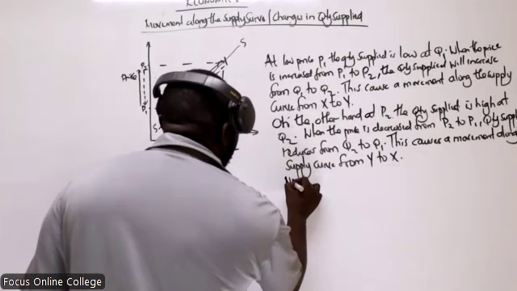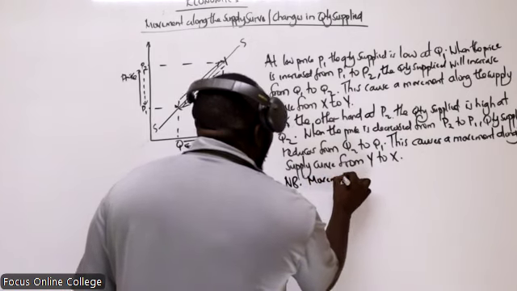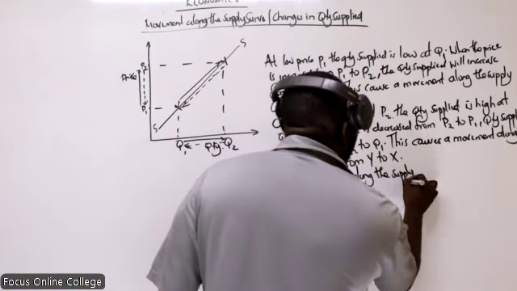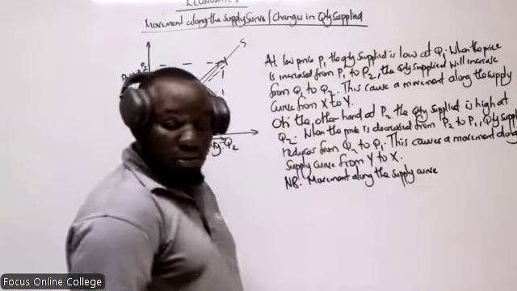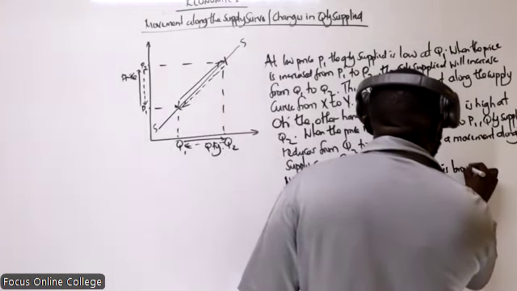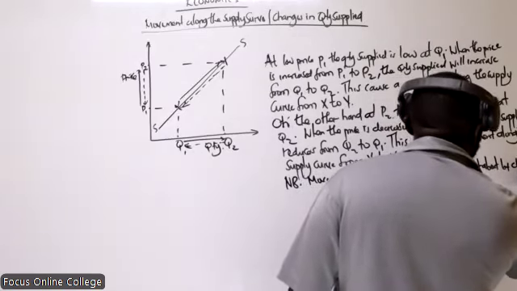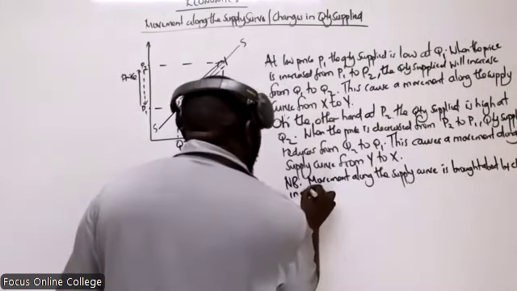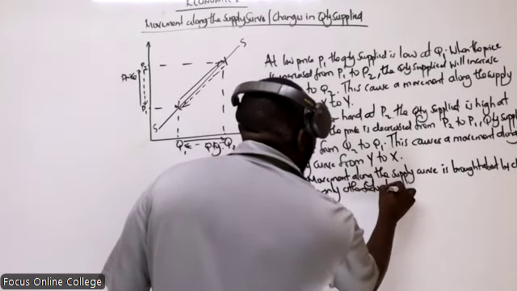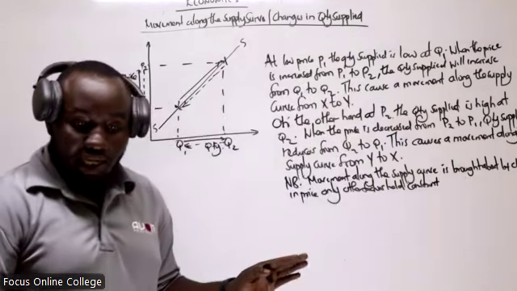So I put an NB: movement along the supply curve is brought about by changes in price only, other factors held constant.